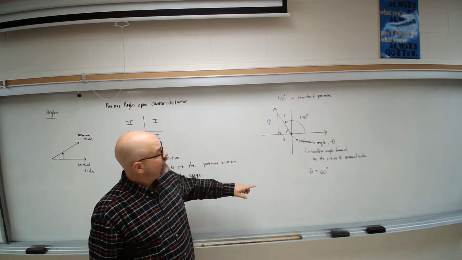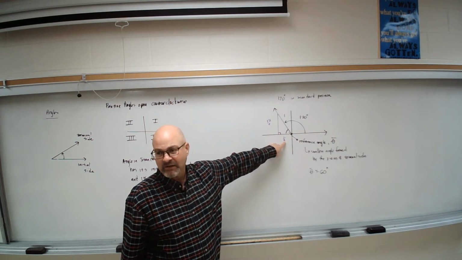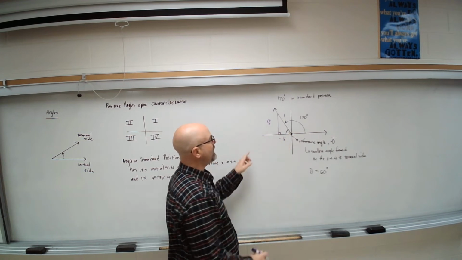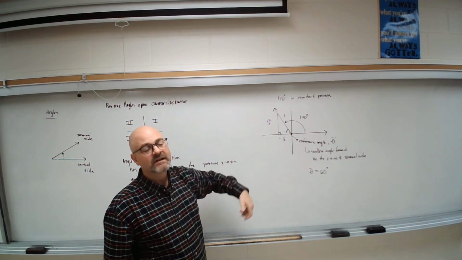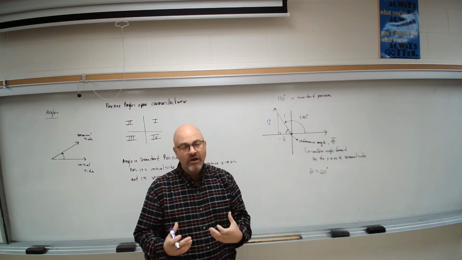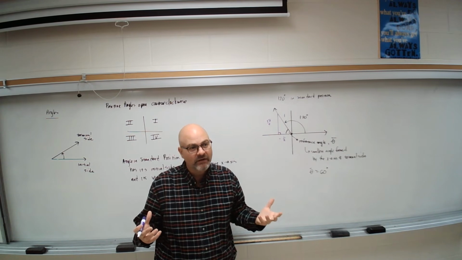Now, this is an x value. Do you think x is going to be positive or negative in the second quadrant? It's going to be negative, and then y would be positive. So that's how we can still use those right triangles, even though obviously you can't make a right triangle with a 120-degree angle in it.